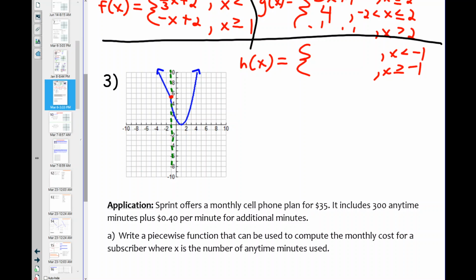What word can you use to describe the leftmost piece? Linear. So I need just like the same ones before. I need to pick 2 points. It looks like 1 point was kind of picked for me already, so I'll just go with it. That is at -1, 5. Now I need 1 more point on that line.